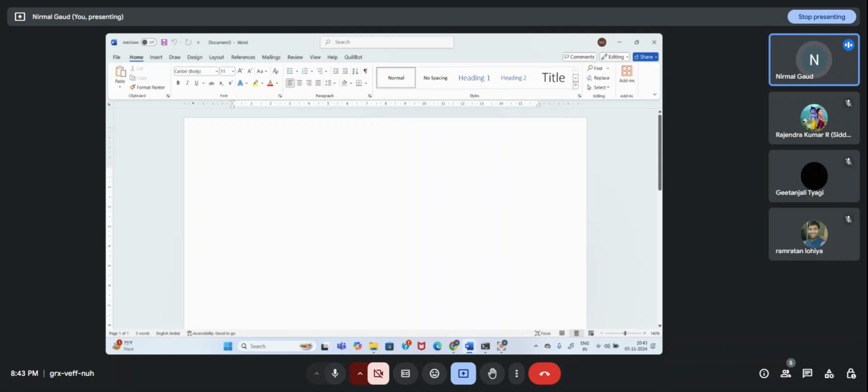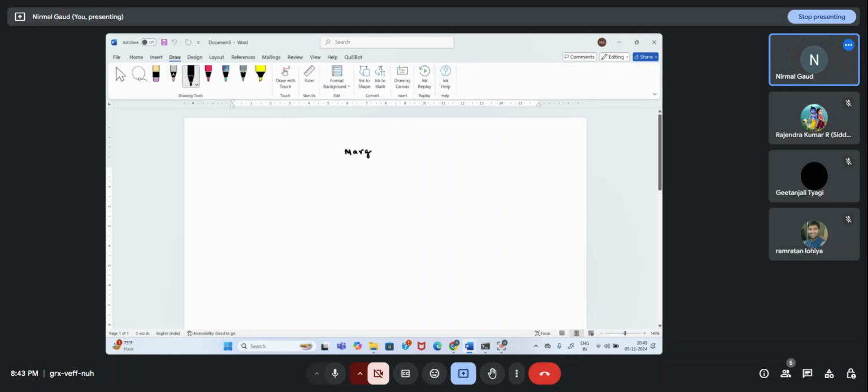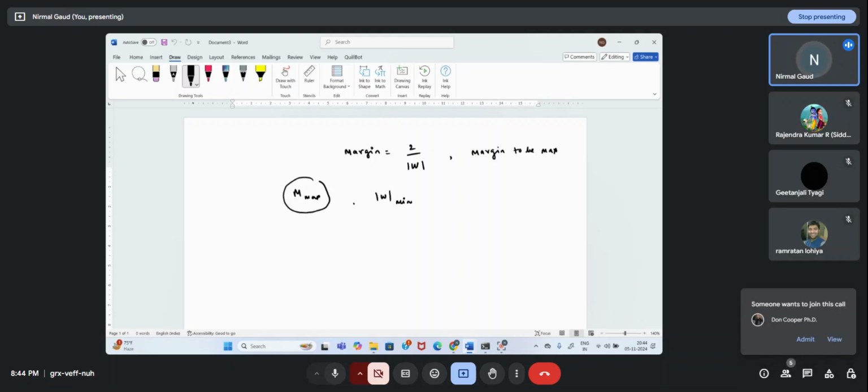So we got the margin as 2 by w. We want margin to be max. The value of margin should have to be maximum. Okay, so M max. This can be maximum if W is minimum. Okay, if W is minimum, then only it can be maximum.